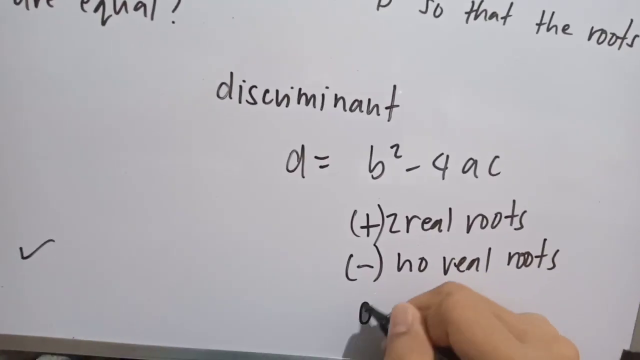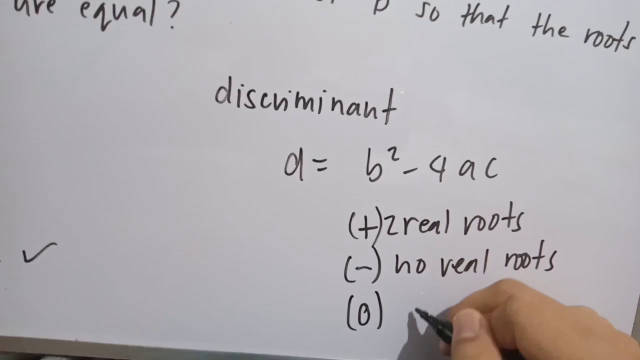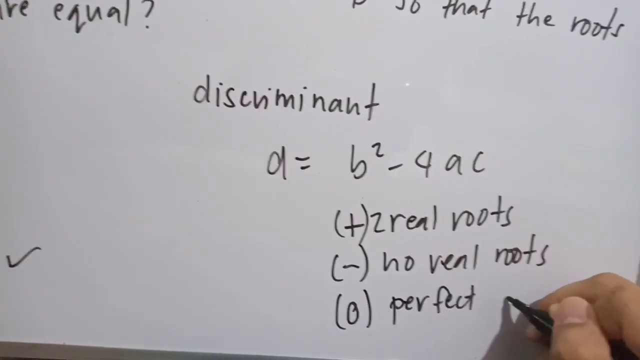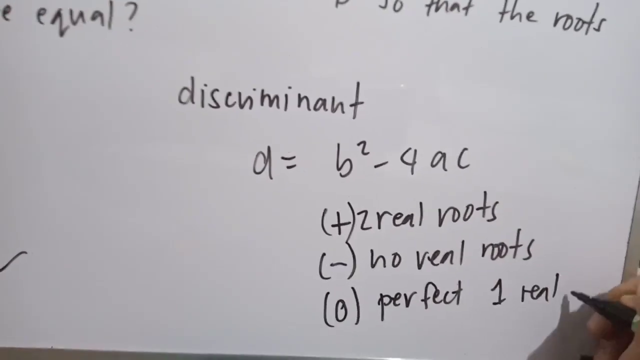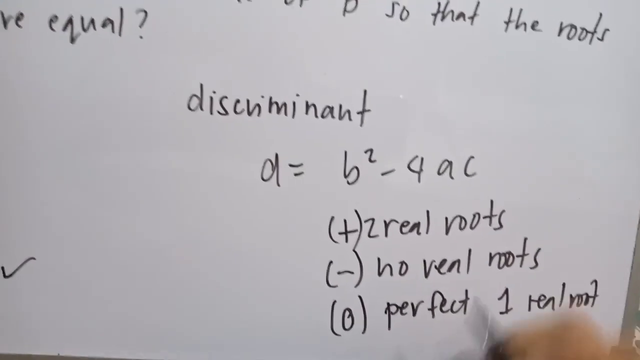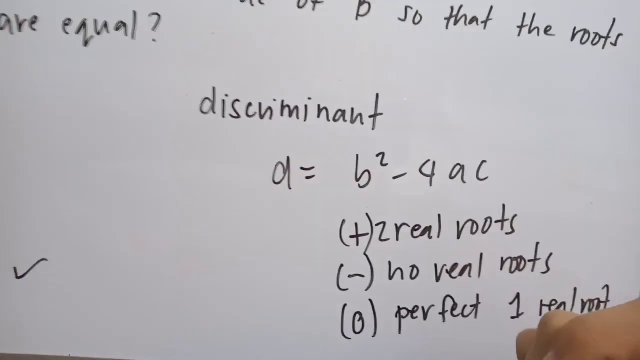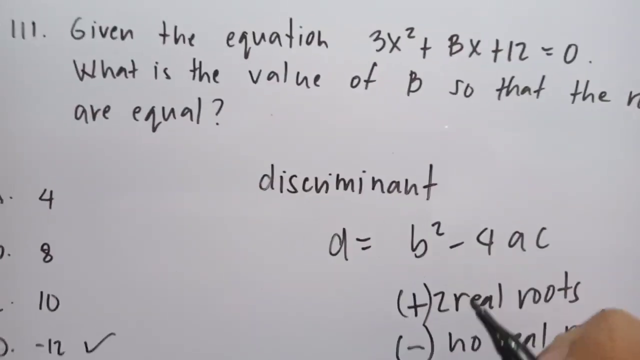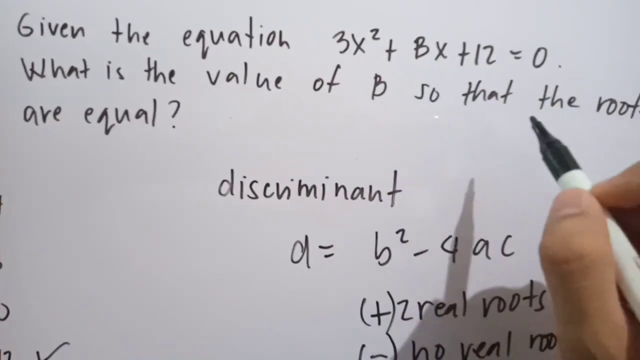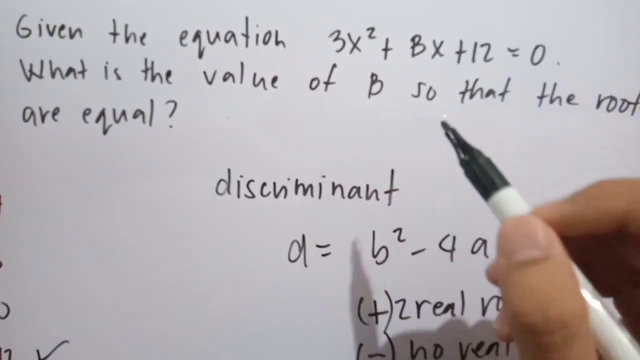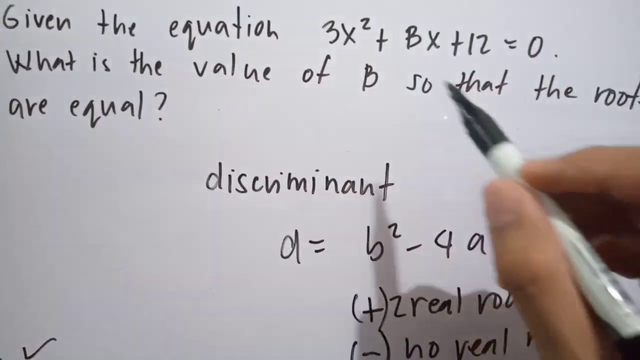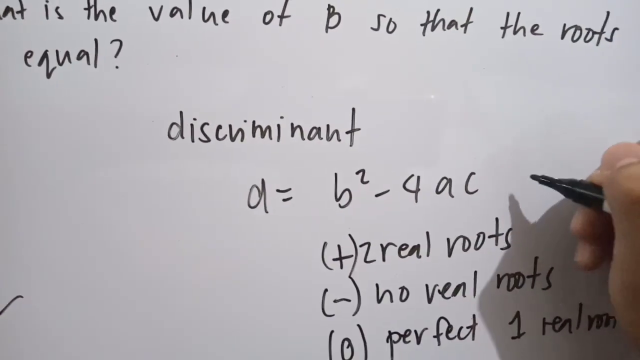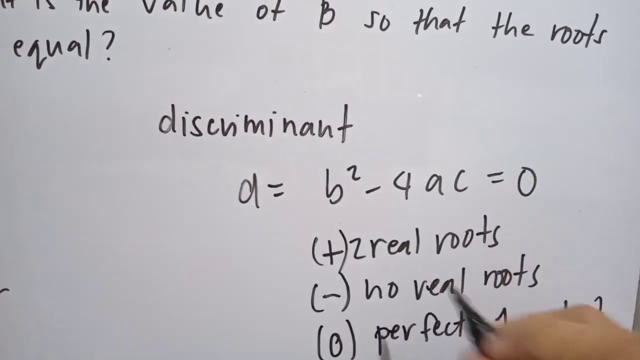At kapag 0 naman yung discriminant natin, perfect square. Perfect square yung quadratic equation natin or 1 real root. Or equal yung roots niya. For example, 4 yung roots niya. So, iisa lang yun. 1 real root. So, dito, para maging equal yung roots ng quadratic equation natin, dapat maging perfect square to. So, ibig sabihin, dapat maging 0 yung discriminant natin. So, dapat equate natin to sa 0.